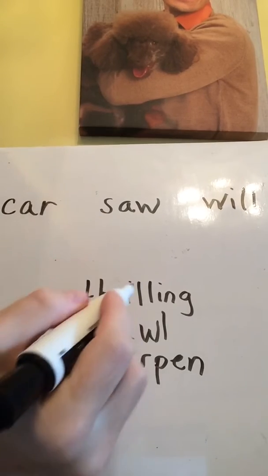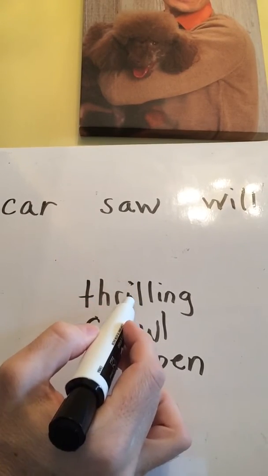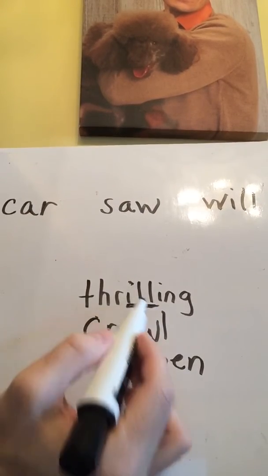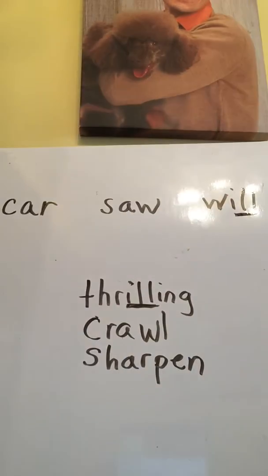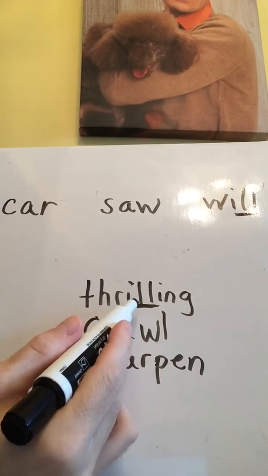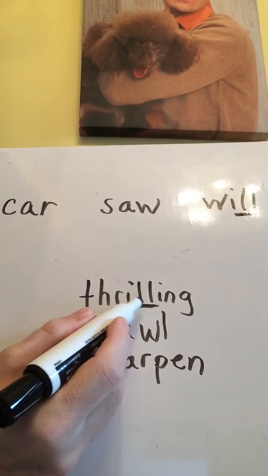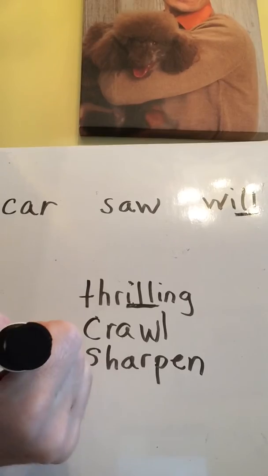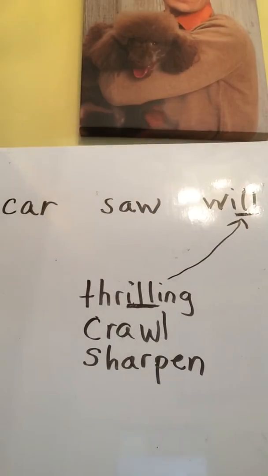Now, let's look at the first word. I see a word up at the top that would help me read that word. I see this I-L-L, and I see I-L-L in will. So this is w-ill. So I-L-L says ill. So this might say ill inside this word. So if I sound it out, ill, and ing says ing. Ill, ing, thrilling. So this word will help me read thrilling.